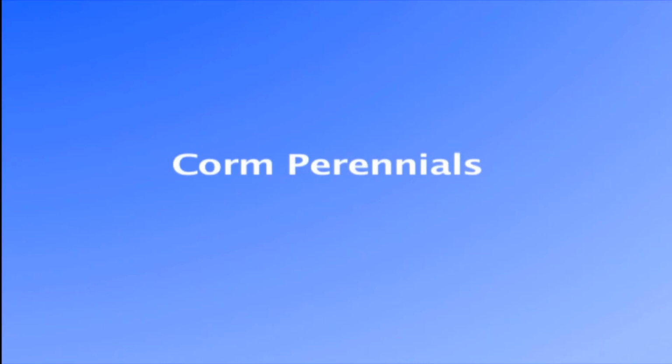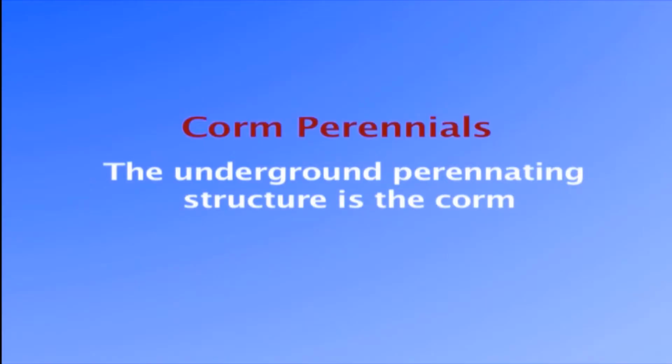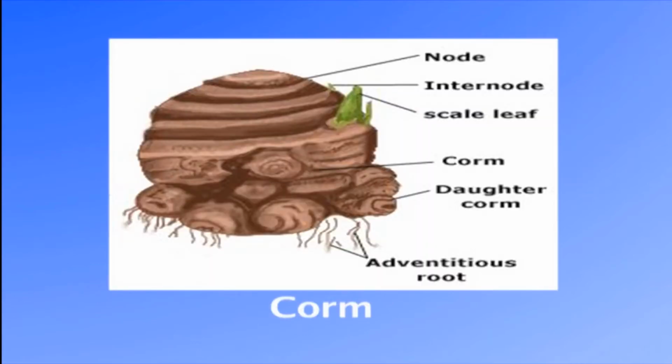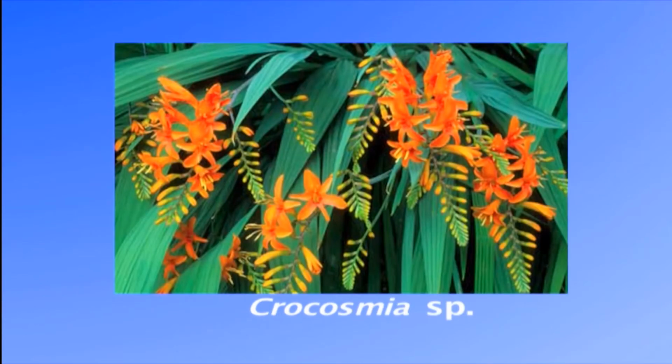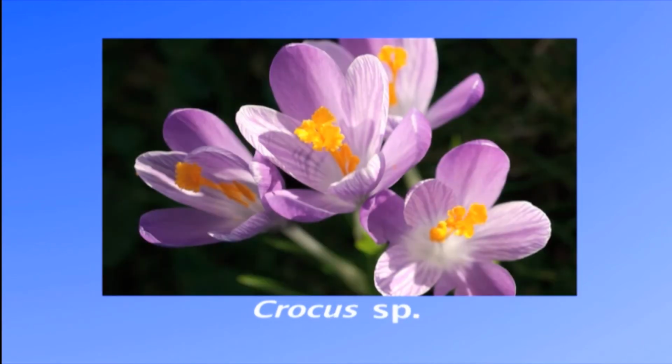The third type of herbaceous perennials are the corm perennials. In this group of herbaceous perennial plants, the modified underground stem which helps the plant to overwinter is known as corm. The shoot in these plants dies at the end of the growing season and the underground corm which remains living gives off new shoots in the next season. Examples are crocosmia, crocus, etc.